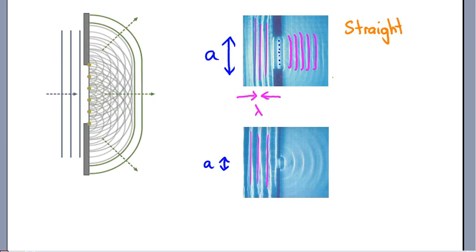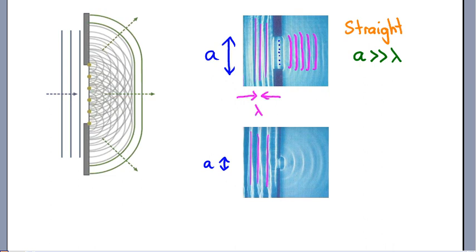Now, you have to be a little open-minded here. You can't get too hung up on the math. This is just a rule of thumb, but you're going to get a straight beam if the opening size is much, much bigger than the wavelength. And then you might ask, well, how much is much, much bigger? I don't know, a lot bigger. Then you're going to see more of a straight path.